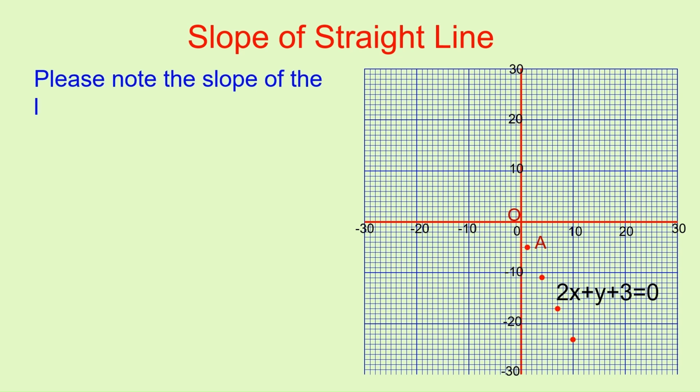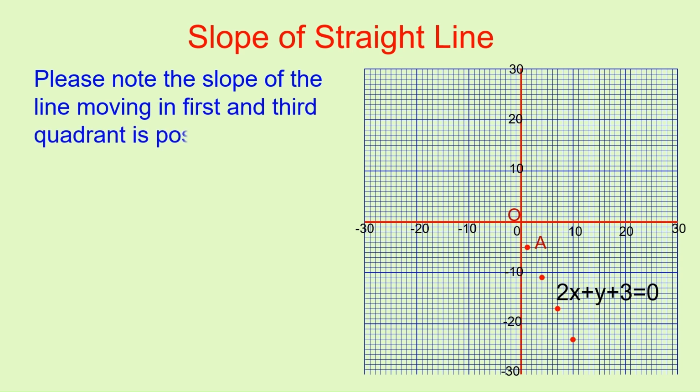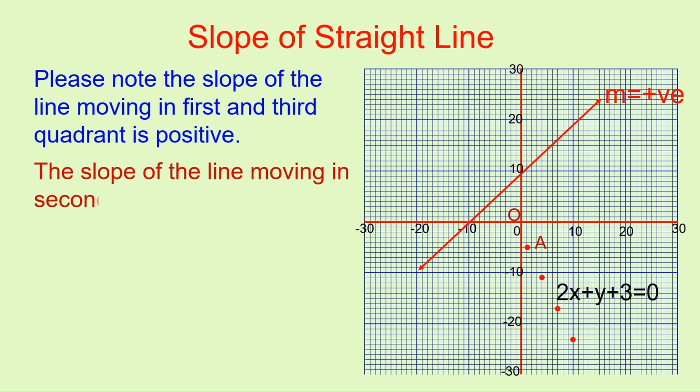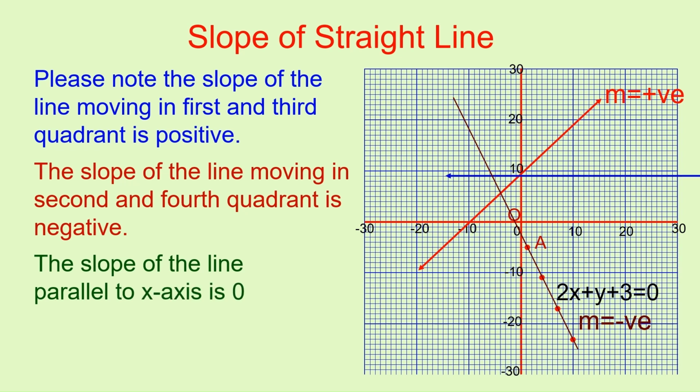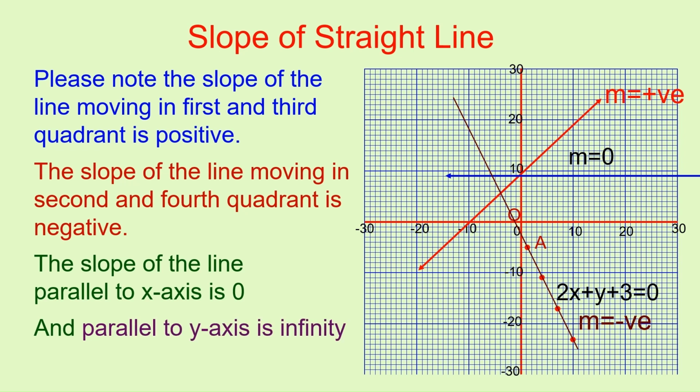Please note, the slope of a line moving in the first and third quadrant is positive. The slope of a line moving in the second and fourth quadrant is negative. The slope of a line parallel to the x-axis is 0 and parallel to the y-axis is infinity.